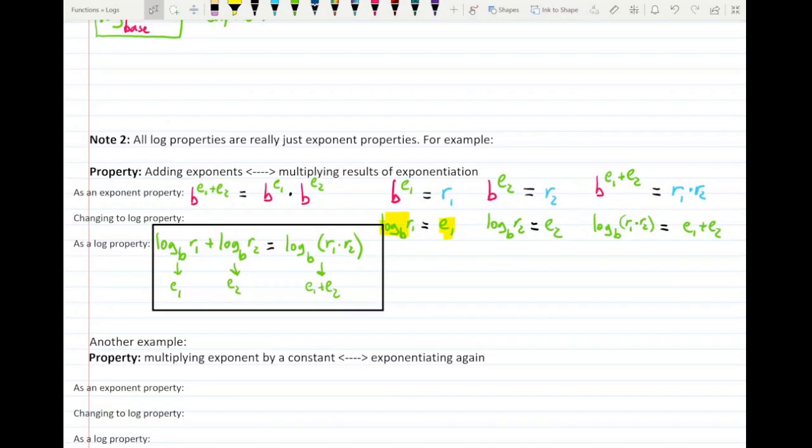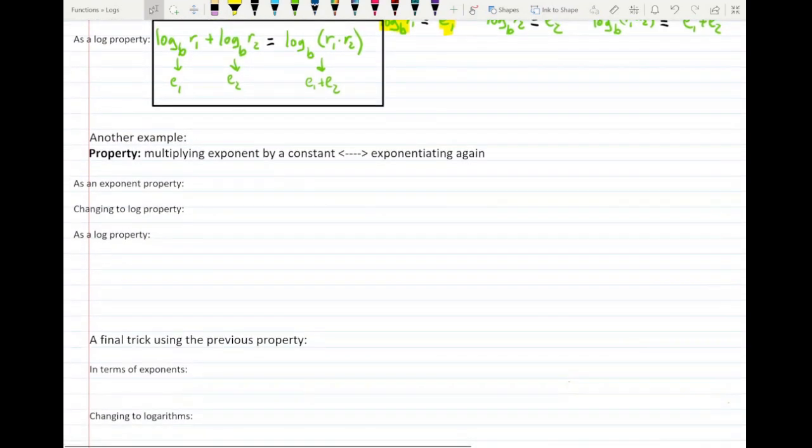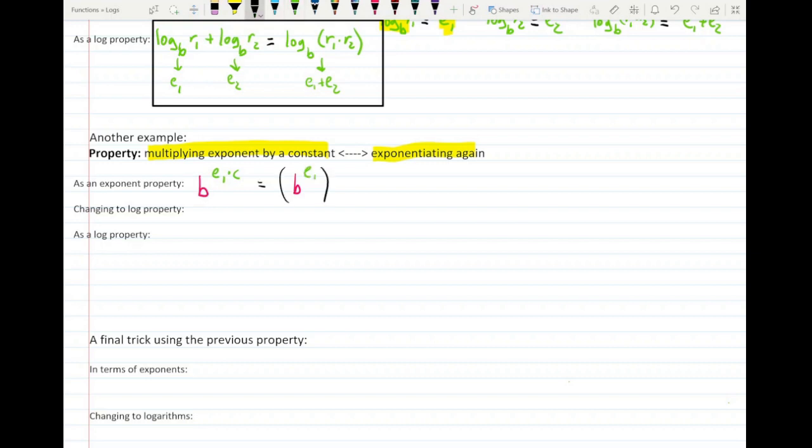Let's do that again, this time converting a different exponent property. This time the property we're going to use is that multiplying the exponent by a constant is the same as exponentiating again. As an exponent property, this means if we've got some base b, raise it to the power of a first exponent times some constant c, this is the same as raising b to the first exponent, then raising that entire thing to the second exponent, or the constant we just had.